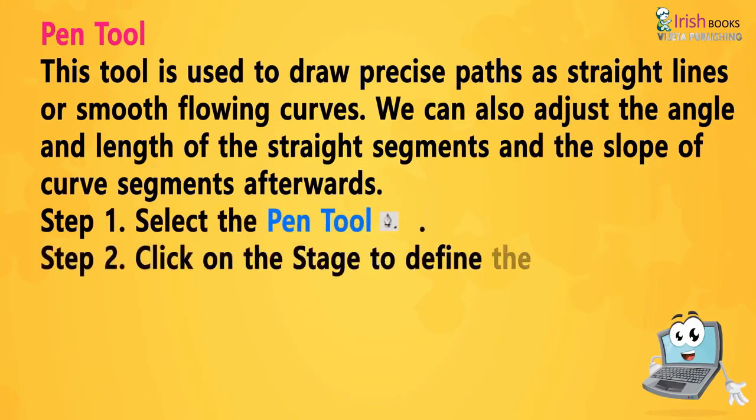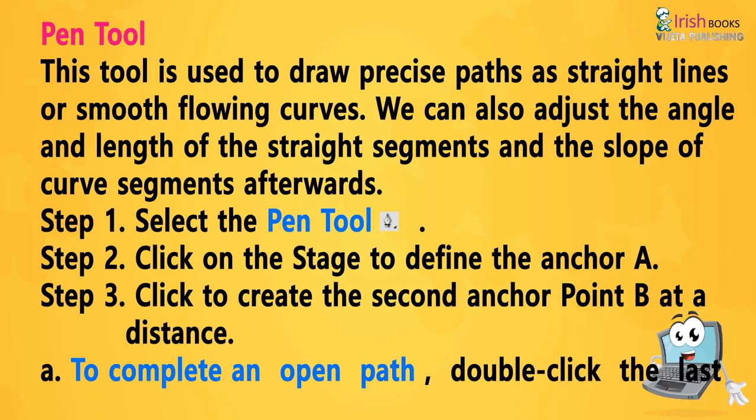Pen tool. This tool is used to draw precise paths as straight lines or smooth flowing curves. We can also adjust the angle and length of the straight segments and the slope of curved segments afterwards. Step 1. Select the pen tool. Step 2. Click on the stage to define the anchor A. Step 3. Click to create a second anchor point B at a distance.